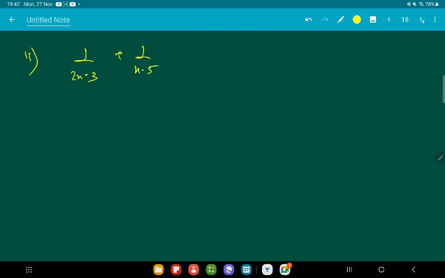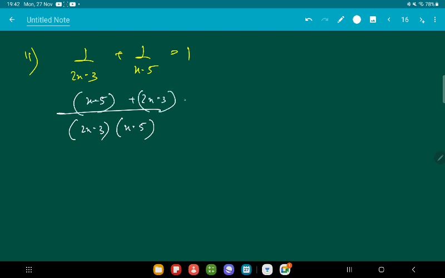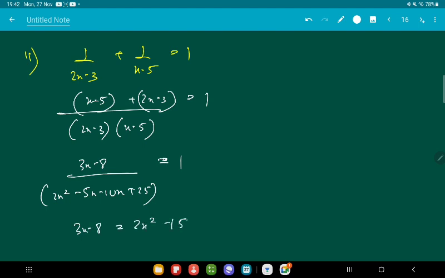Plus 1 upon x minus 5 is equal to 1. So how will you solve? First take the LCM: (2x minus 3)(x minus 5). x minus 5 plus 2x minus 3 is equal to 1. Expanding, 2x square minus 5x minus 10x plus 25 is equal to 1. 3x minus 8, 2x square minus 15x plus 25 it is.